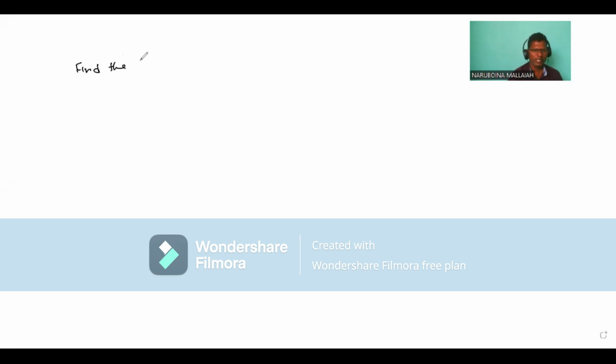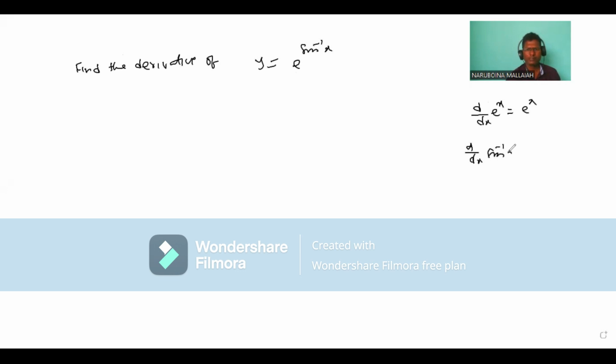Find the derivative of y is equal to e power sine inverse x. You should know these derivatives. Derivative of e power x with respect to x is e power x. Derivative of sine inverse x is equal to 1 by square root of 1 minus x square. Now I am writing the function, that is y is equal to e power sine inverse x. This is the given function. Now we are asked to find dy by dx.